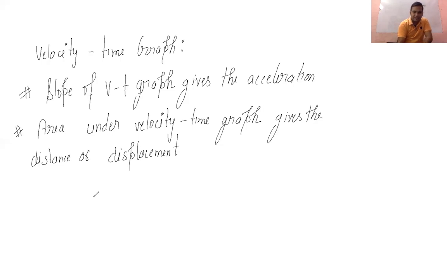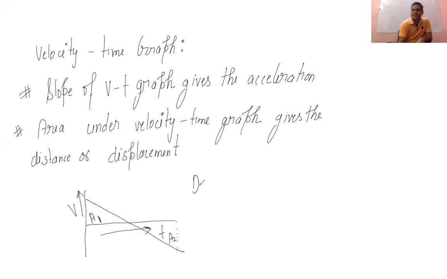Okay. So you can just take one example. Suppose this is your VT graph. This is velocity on the y-axis and time on the x-axis. And you are taking a graph like this. This is your velocity time graph. And you are saying that the area of this part is, let's say, A1, and the area of this part is A2.